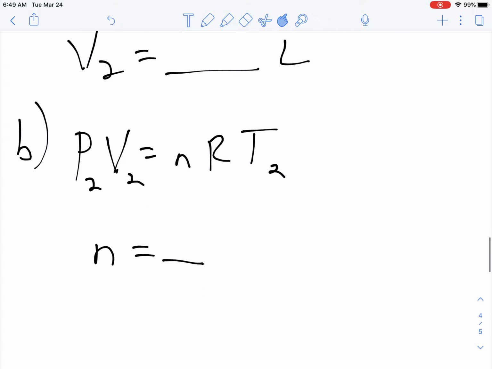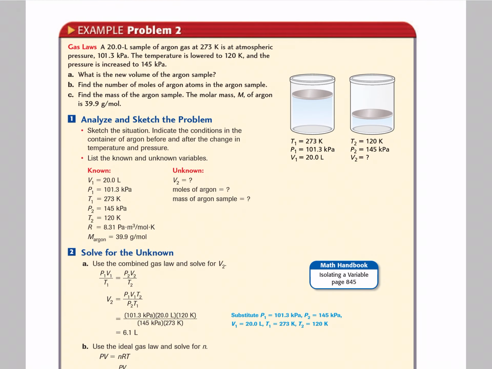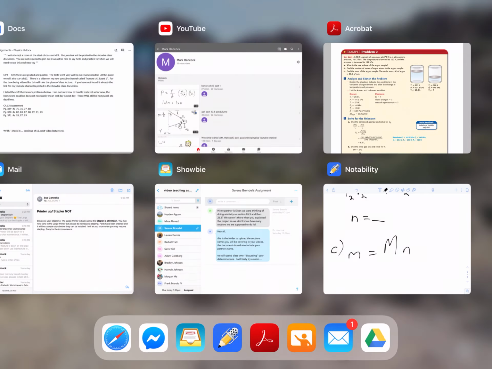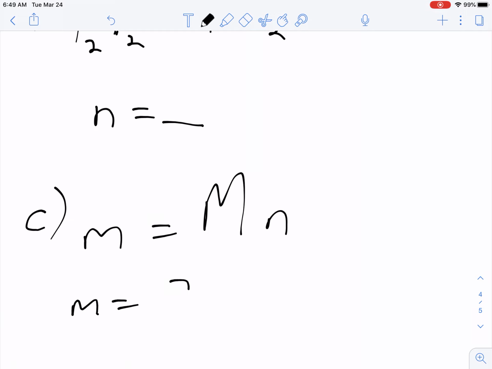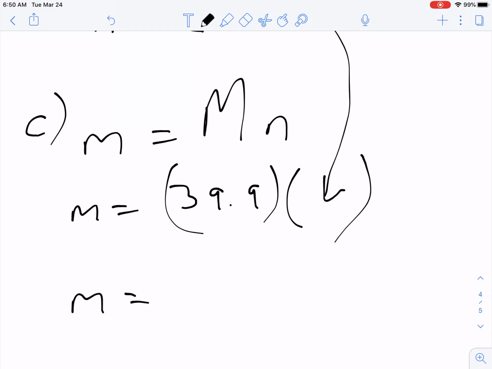Okay? Part C, molar mass. For part C, as it turns out, the mass we're looking for is equal to molar mass times the number of moles. The problem told us the molar mass was 39.9. So it's going to be 39.9 as the molar mass times whatever we get for n right here, and that gives us the mass of argon. That is how much argon we used, and that'll come out in grams because of the units of our molar mass. And again, we can convert that to kilograms at the end.